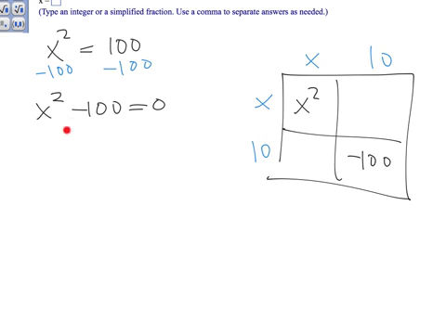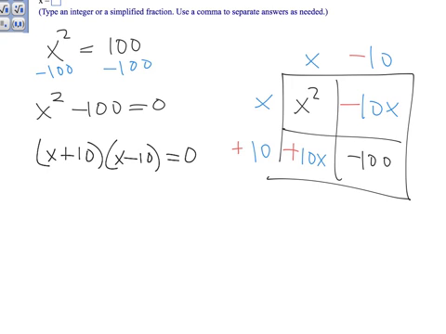And since we have no middle term in our trinomial here, it's just a binomial, that means 10x and 10x have to cancel each other out. That makes this a positive 10 and a negative 10. So this equation factors to x plus 10 times x minus 10, which equals 0. So that tells us here that either x plus 10 equals 0 or x minus 10 equals 0.